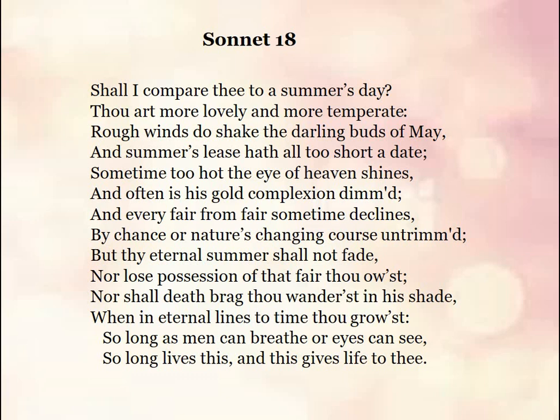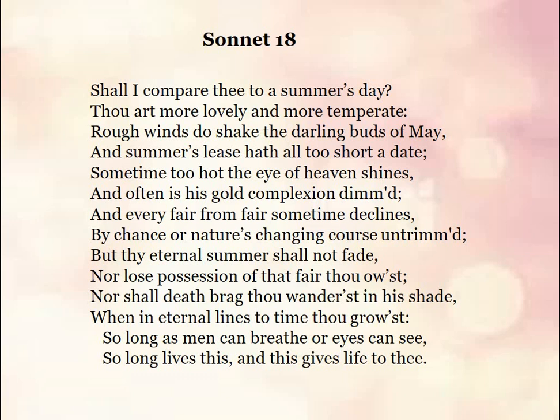Rough winds do shake the darling buds of May, and summer's lease hath all too short a date. So, the word lease says that it just lives only for a short period of time, isn't it? So, he explains that summer lives with us for a short period like 3 months or 4 months. But your beauty is eternal. Like that he'll explain the beloved's beauty.